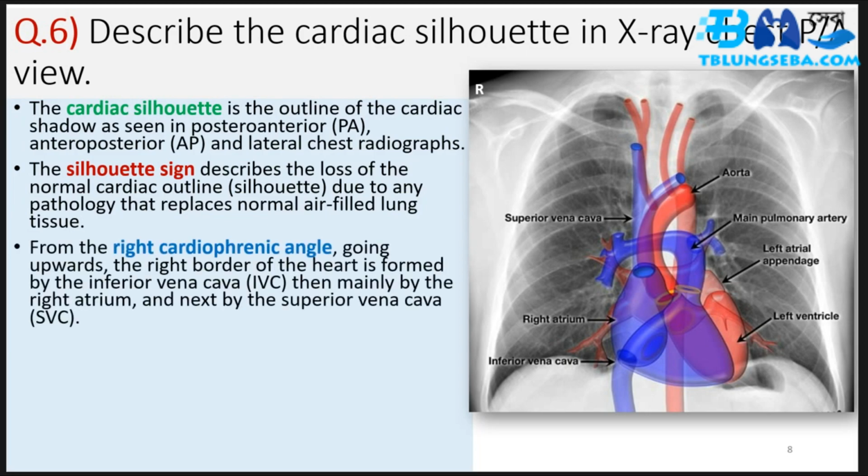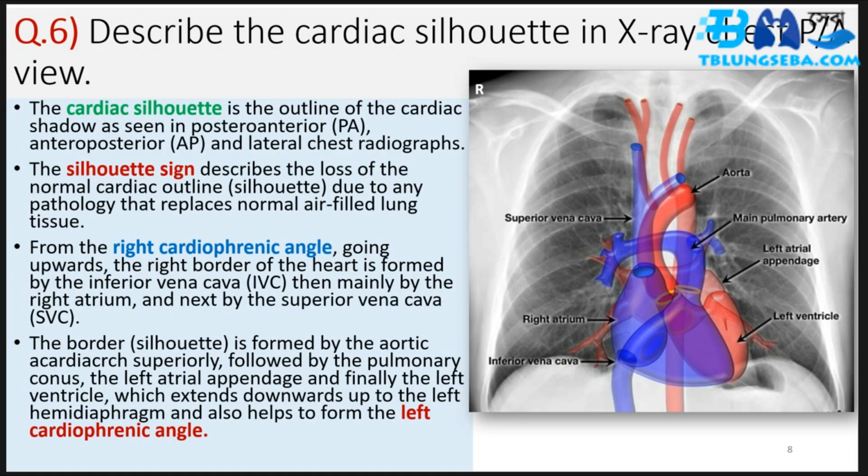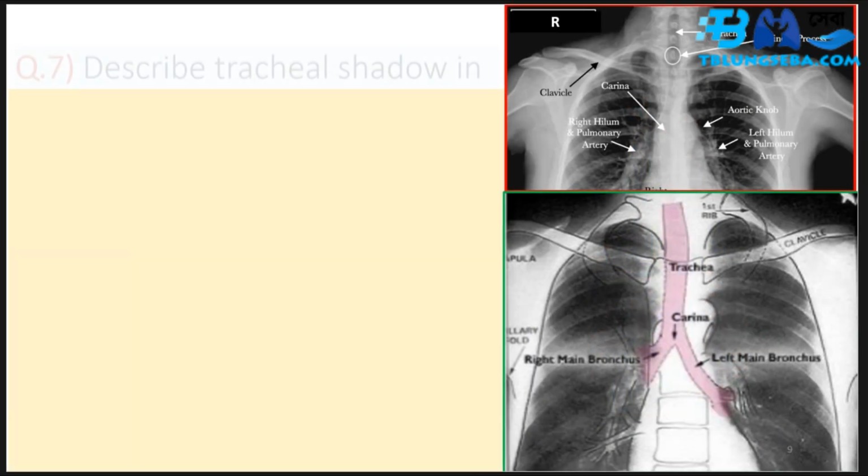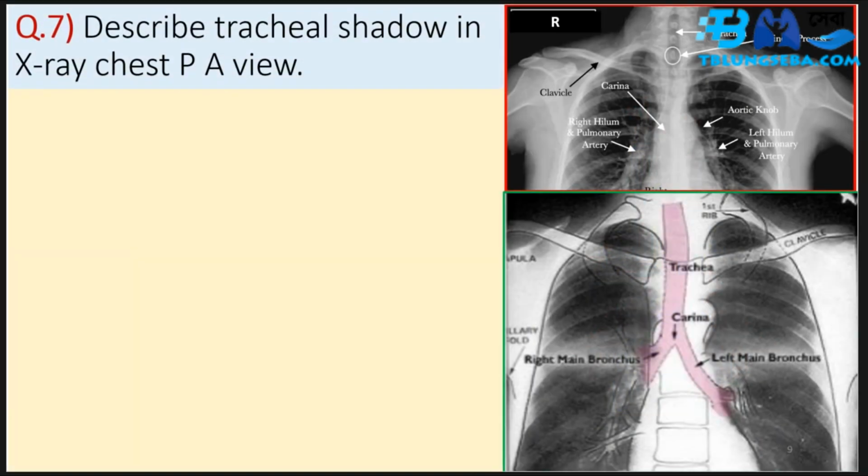air-filled lung tissue. From the right cardiophrenic angle, going upwards, the right border of the heart is formed by the inferior vena cava, IVC, then mainly by the right atrium, and next by the superior vena cava, SVC. The left cardiac border, silhouette, is formed by the aortic arch superiorly, followed by the pulmonary conus, the left atrial appendage and finally the left ventricle, which extends downwards up to the left hemidiaphragm and also helps to form the left cardiophrenic angle.